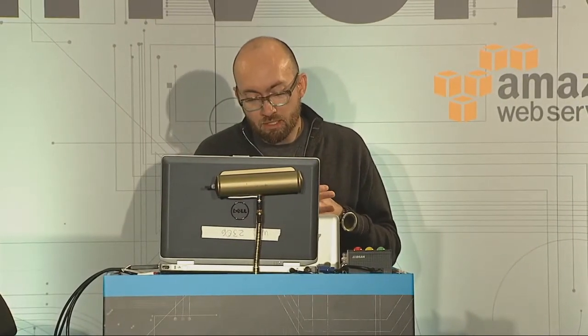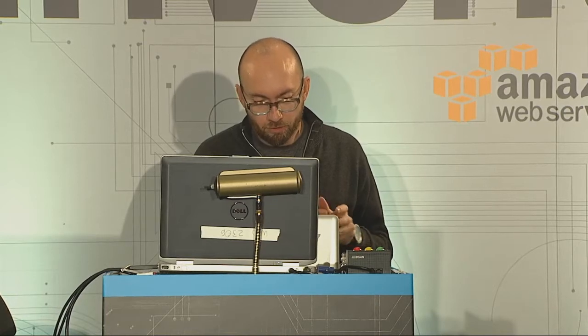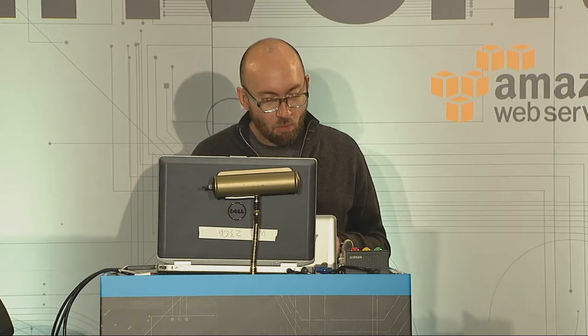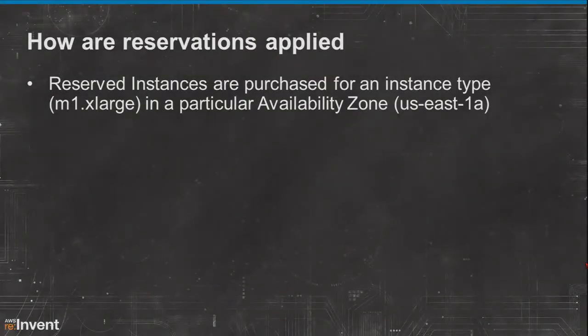So let me get into one final thing here before we do our math lesson for the day. I want to talk through how reservations are applied. So reserved instances are purchased for an instance type, like M1X large, in a particular availability zone, like US East 1A, and an operating system, like Linux. So those are the three things that should all be essentially factored in for where each RI is applied.